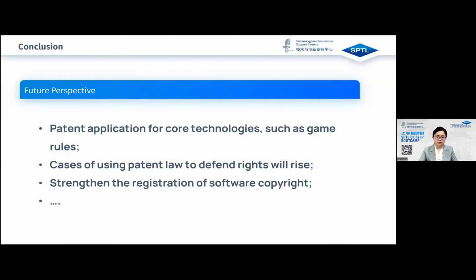It should be noted that under the current trend of development of online games, technical solutions involving game system architecture and game rules will become the core of competition in the field of online games in the future, and their patented technical solutions may also become a powerful weapon in the business field. In addition, game companies will also pay more attention to the registration of software copyrights, making it more convenient and efficient to exercise their copyright rights.